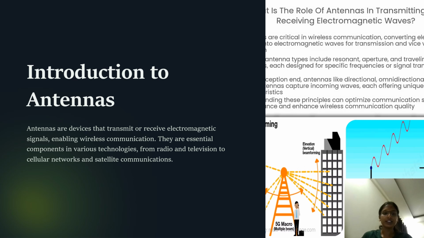On my channel, the next topic we are going to discuss is antennas, types of antennas, and applications of antennas. So what is an antenna actually? The brief introduction of antennas. Antennas are devices that transmit or receive electromagnetic signals, enabling wireless communication. So these are normally wireless communications like transmitters, etc. They are essential components in various technologies, from radio and television to cellular networks and satellite communications.